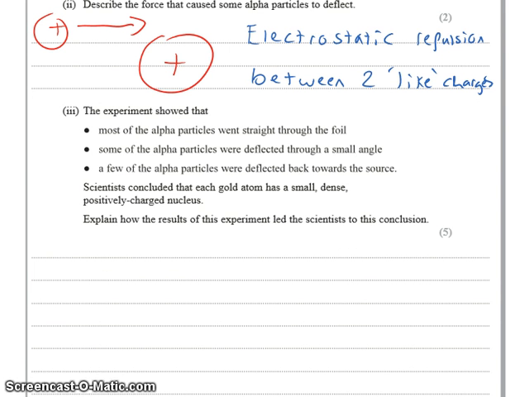Now this experiment is famous because it proves the nuclear model of the atom. The experiment showed most of the alpha particles went straight through the foil. Some were deflected through a small angle, but a few were deflected back towards the source. So scientists concluded each gold atom had a small, dense, positively charged nucleus. Explain how the results of the experiment led the scientists to this conclusion.